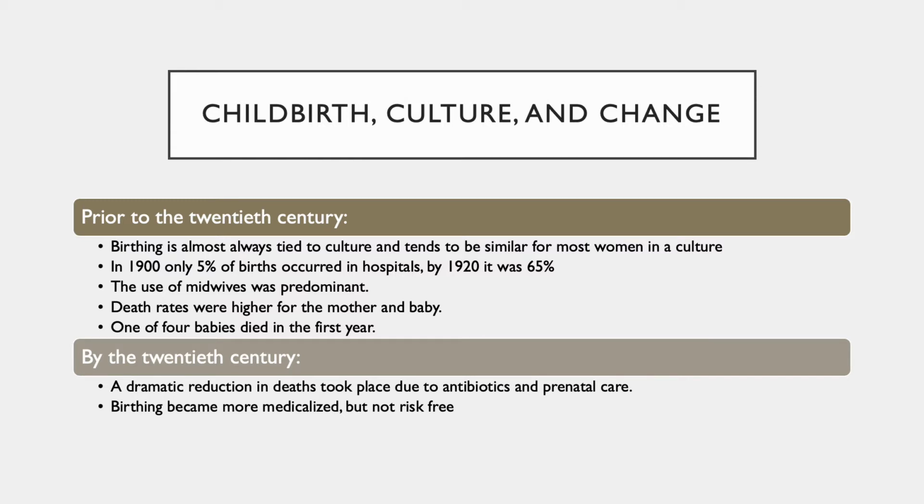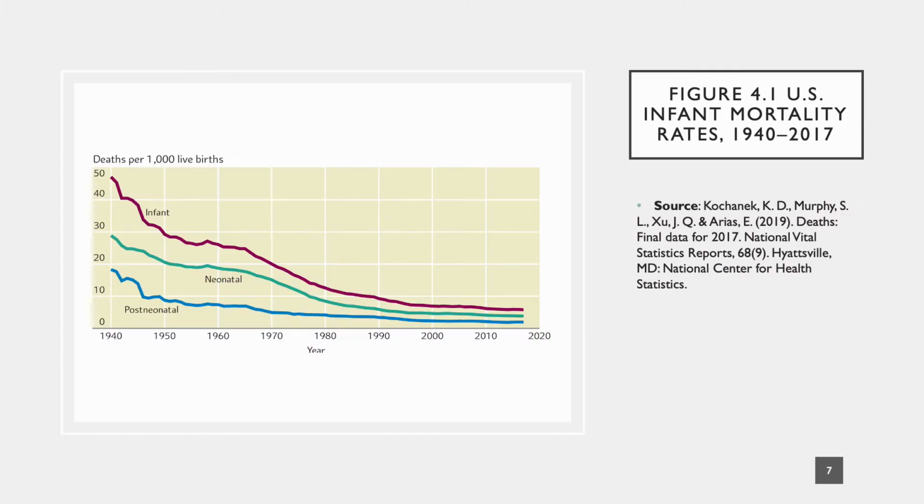The death rates were higher for both the mother and the baby, and 1 in 4 babies died in the first year. By the 20th century, a dramatic reduction in deaths took place due to antibiotics and prenatal care. And birthing became more medicalized, but still was not risk-free. Childbirth remains dangerous in many developing countries. 50,000 women per year in the U.S. experience life-threatening events during pregnancy.